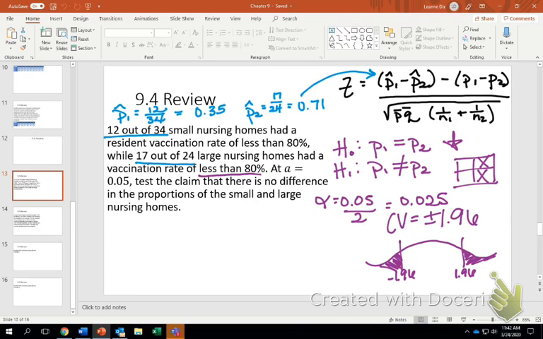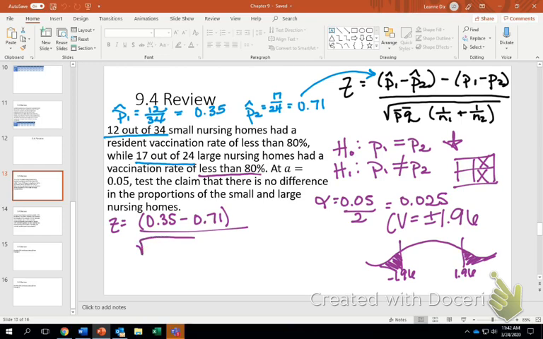Test value is based on the formula, which I wrote at the very top. I wanted to make sure that we sort of had that in our mind as we were doing this, and I can go ahead and start plugging certain things in. I got z equals our sample proportions, which we already found was 0.35, minus 0.71. And then we said that the population, we don't know, so it's going to be 0. So I'm going to ignore it for now.